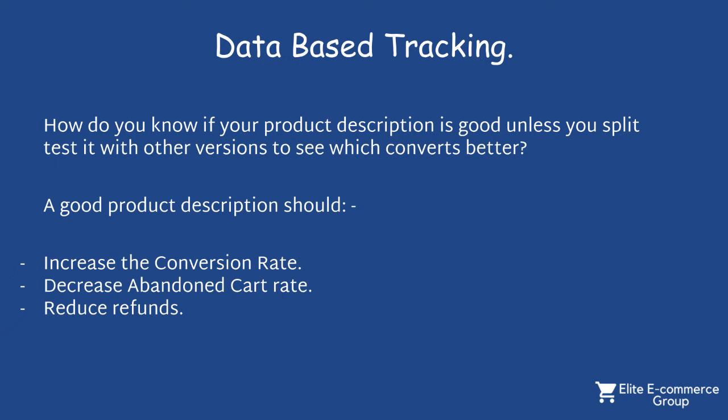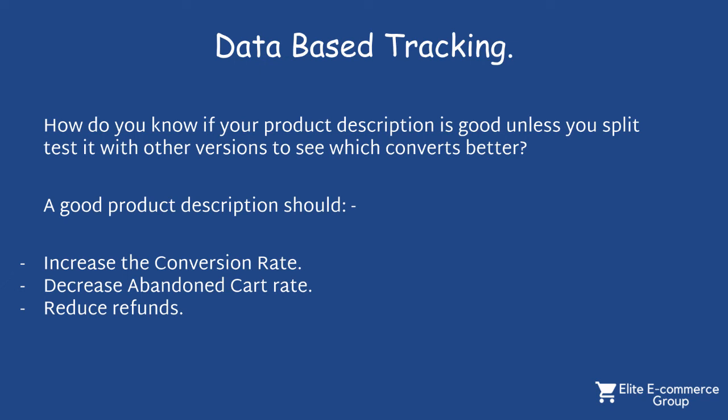The metrics you can use to figure that out are, number one, what product description increases the conversion rate. So what you could do is take two of the same offers, same images, and then split test the product description to see which one is going to get a higher conversion rate, which one is going to decrease the abandoned cart rate, and which one is going to reduce the refunds. These are important metrics. These three metrics are the most important ones.